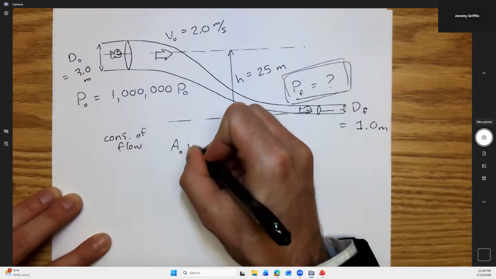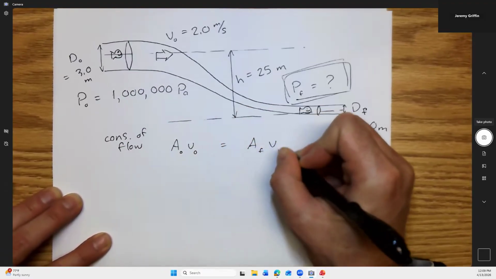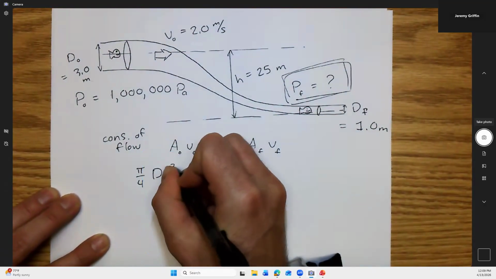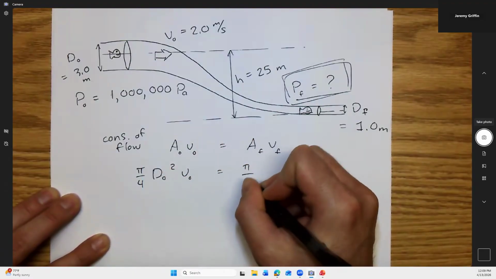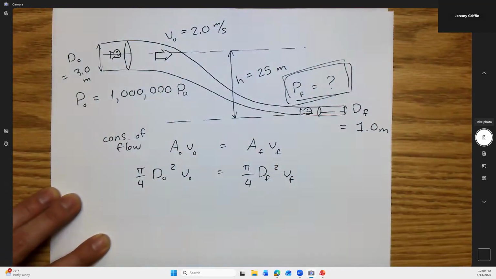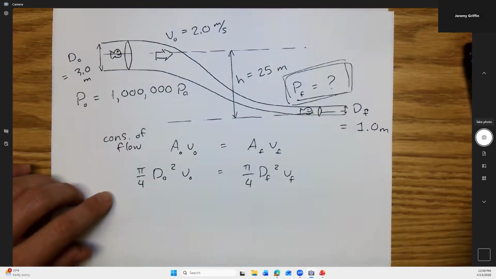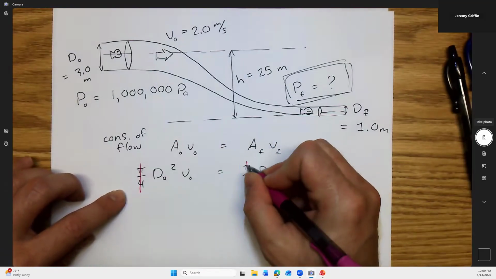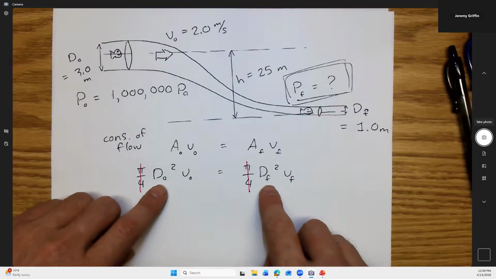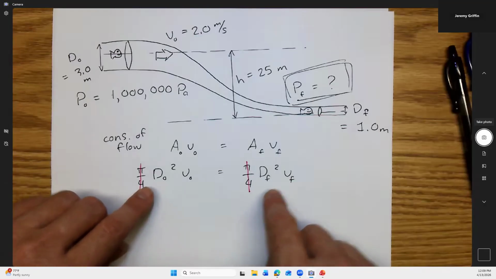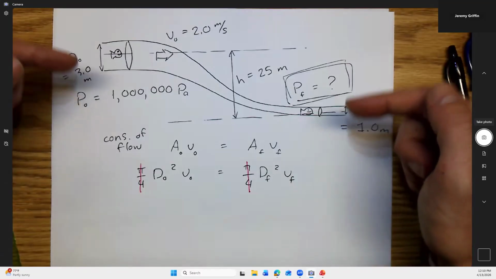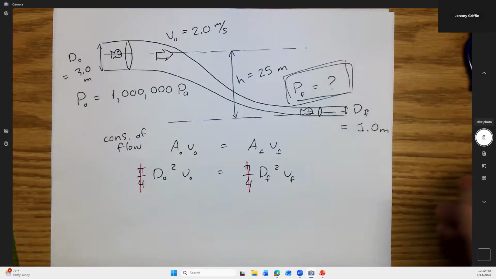Say A initial v initial equals A final v final. But this cross-sectional area, I really know is pi over 4 diameter squared. So that can go like that, right? And then the pi over 4 bit just really makes it a circular cross section, but that doesn't matter. So I can cancel out the pi over 4. But it is vitally important that you square those diameters. I've seen AP do this. If they give you pipe diameters, you do have to square those to tell you something about the area. In fact, if it was just d squared, that would just be like a square area, but that'll still work.